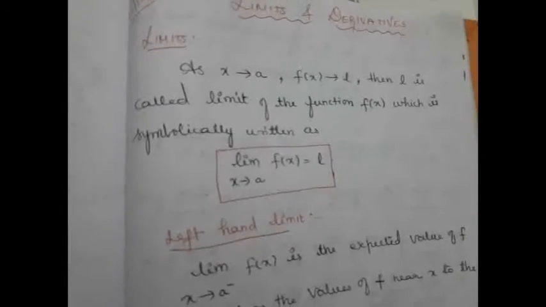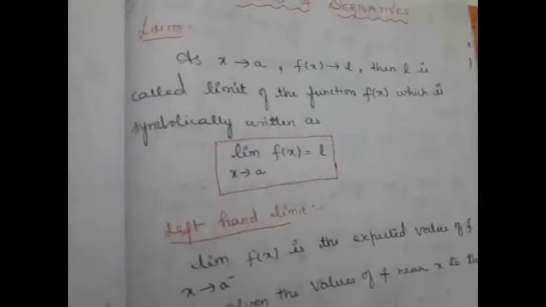Hello students, from the previous class we started learning about limits and derivatives. In the last class we have seen a few important results, like what is meant by limit, what is left hand limit, right hand limit, and when the limit of a function will exist. Only when the left hand limit and the right hand limit exist, and if they coincide, the limit of a particular function will exist.